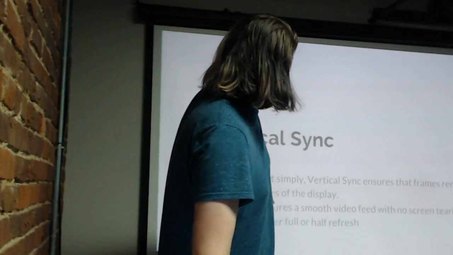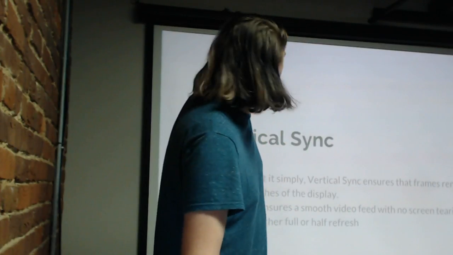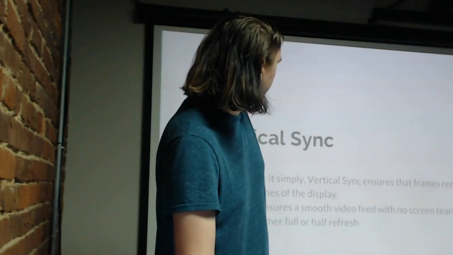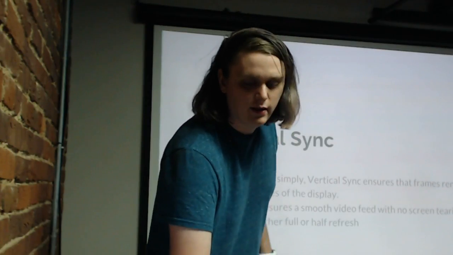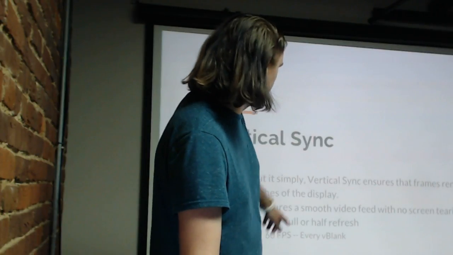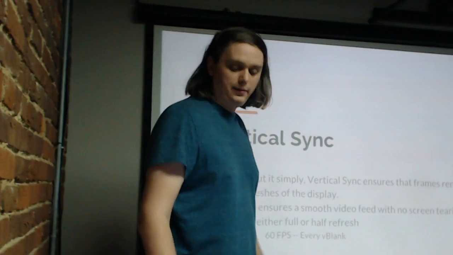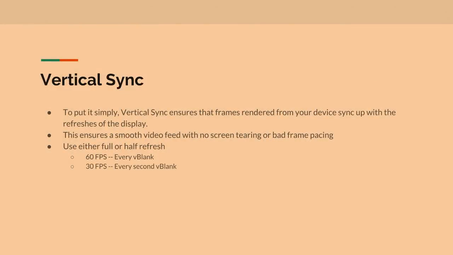So at full vertical sync, that would be 60 frames per second for most displays, and half of that would be 30. So every v-blank is 60, and v-blank is the setting in Unity in the quality settings. So every v-blank versus every second v-blank, which I think is how it works in Unity. So you want this on. Keep it on when you're working on stuff, especially if you're working on mobile.